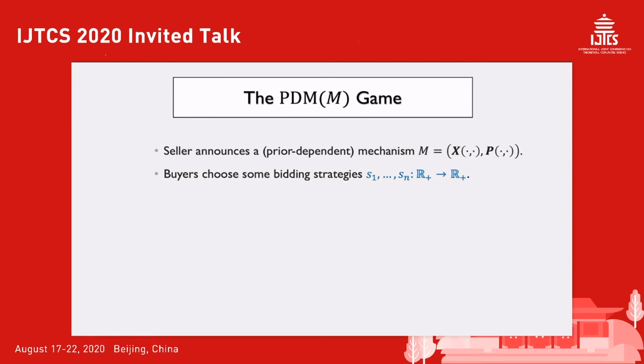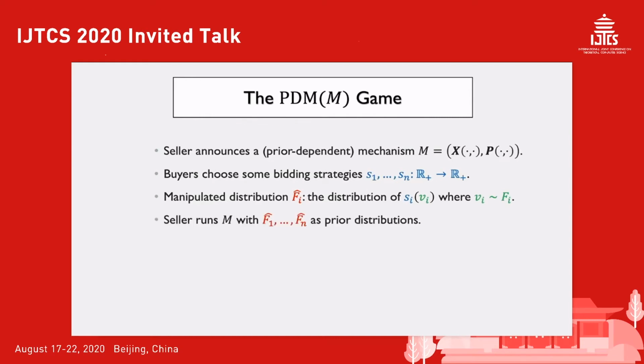Here S_i is the strategy of buyer i; the strategy maps buyer i's value to her bid. Mathematically, S_i is a mapping between non-negative real numbers. But at the same time, the strategy S_i is also a mapping between distributions. We use F̂_i to denote the manipulated distribution. The manipulated distribution is the distribution of bids, that is, the distribution of S_i(v_i), where v_i follows the true value distribution F_i. Then this manipulated distribution F̂_i is given to the seller. We assume that the seller has full information about the manipulated distributions, and then she runs the mechanism M with these manipulated distributions as prior distributions.